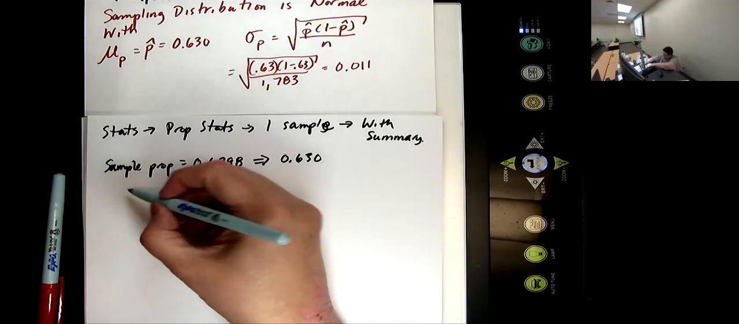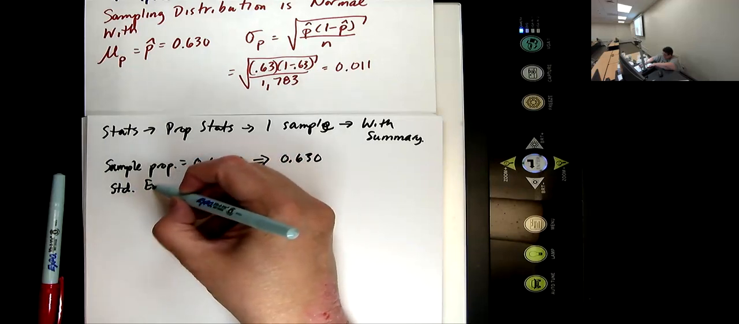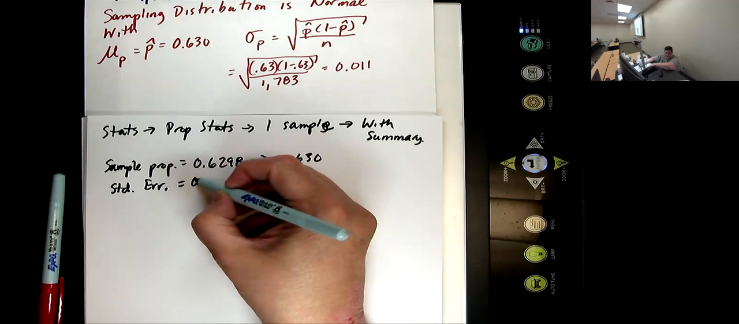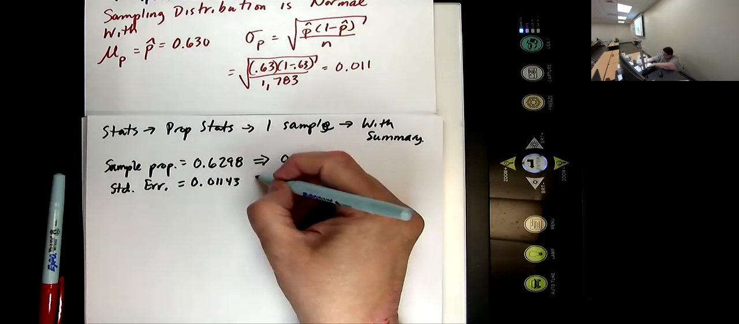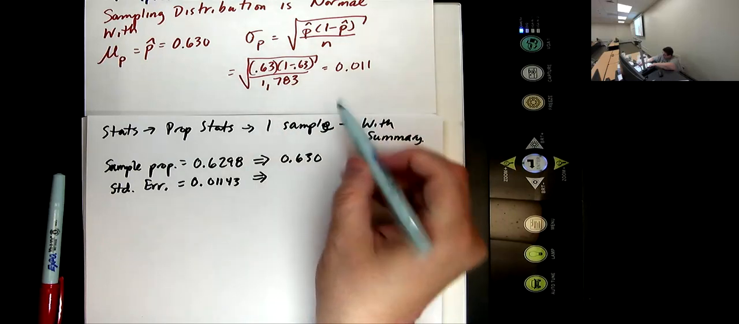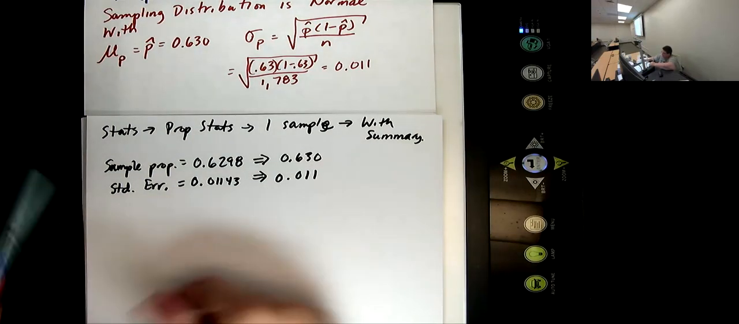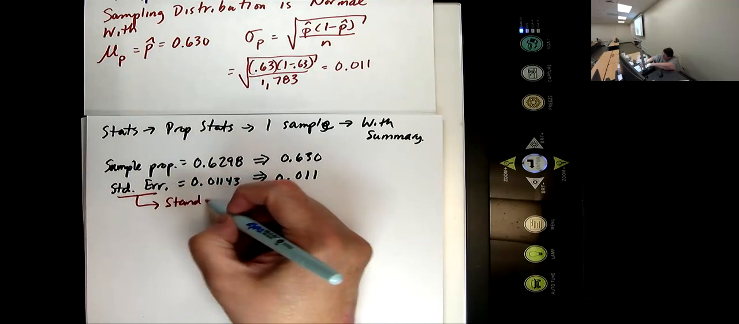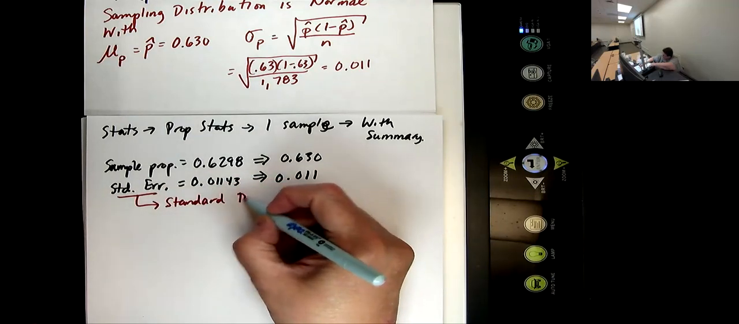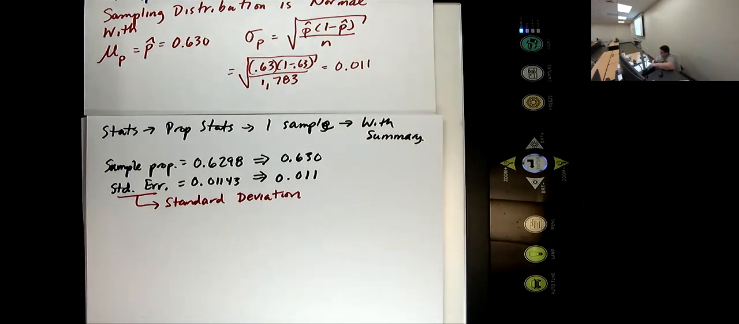Then it says standard error, and it has 0.01143. That's how I rounded to get 0.011, which means the computer is saying standard error. That's really standard deviation. I don't know why they called it error when it's clearly the deviation calculated. That's S because it's for a sample.